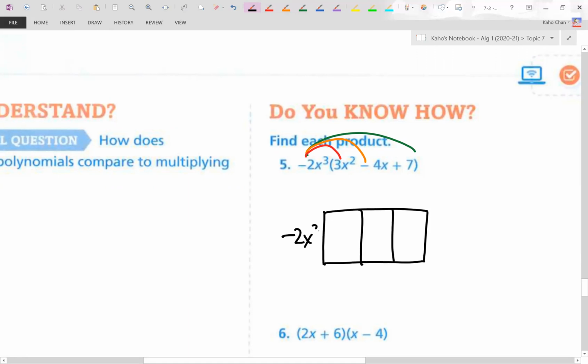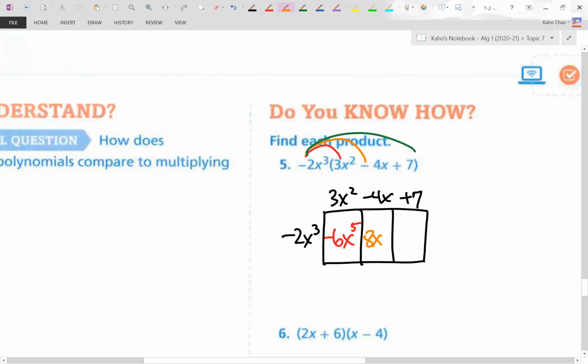Negative 2x cubed for the monomial, 3x squared minus 4x plus 7 for the trinomial. Let's do the first product here. Negative 2 times 3 is negative 6. Let's count the x's there: 3 plus 2 is 5. Next product, negative times a negative is a positive 8.